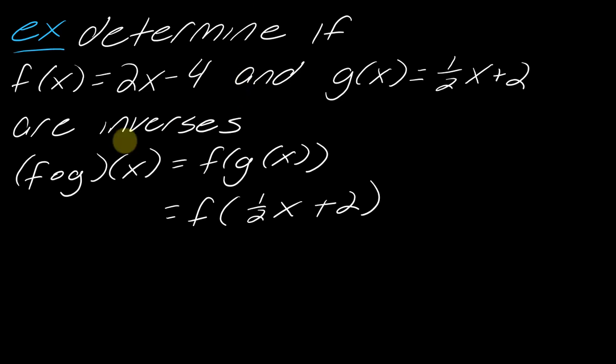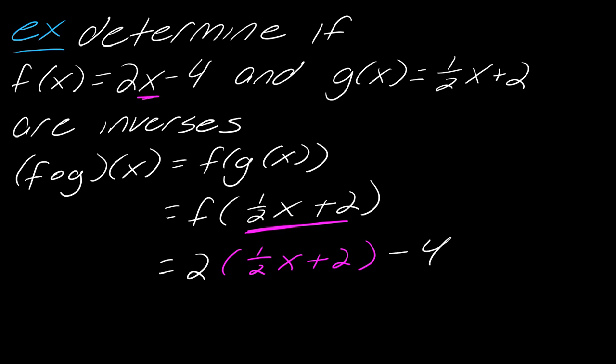Now I look at my f of x, and where I see this x, I want to replace that x with this entire inside part. So I'm going to take that function 2x minus 4, but when I get to that x, I'm going to replace it with 1/2 x plus 2 like you see here. Notice how this is literally just 2x minus 4, except where the x was, I replaced it with g of x. And from here, you just want to distribute and simplify this as much as possible. Just do whatever math you can.